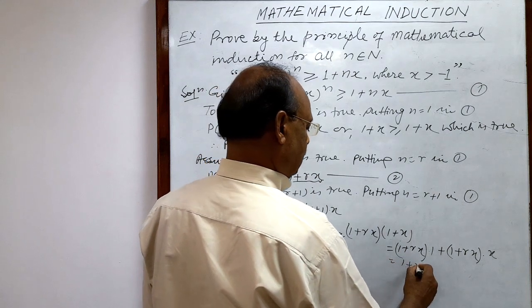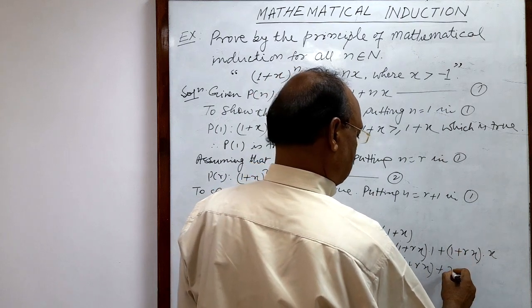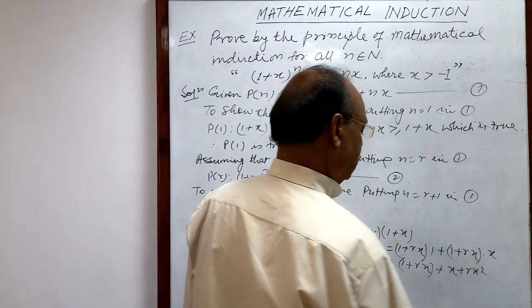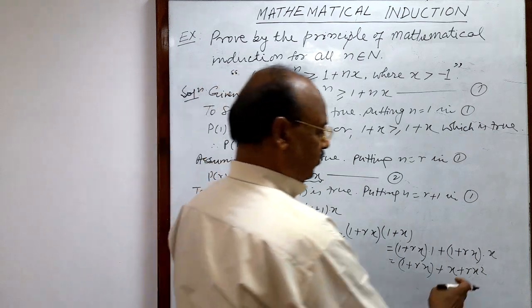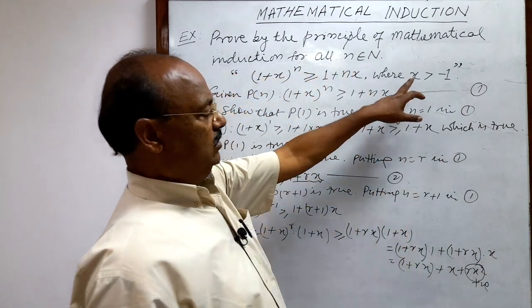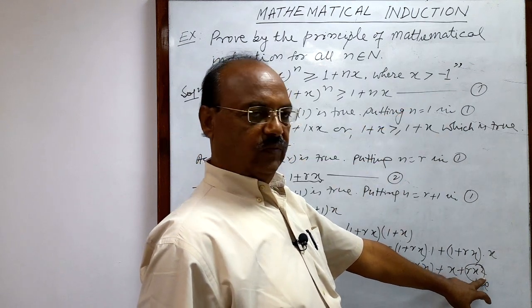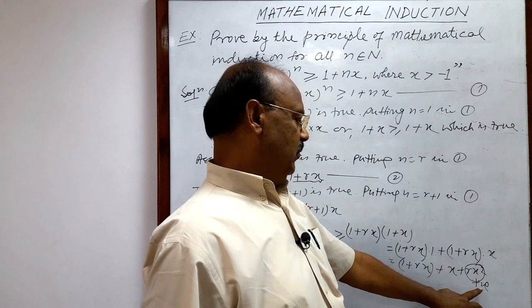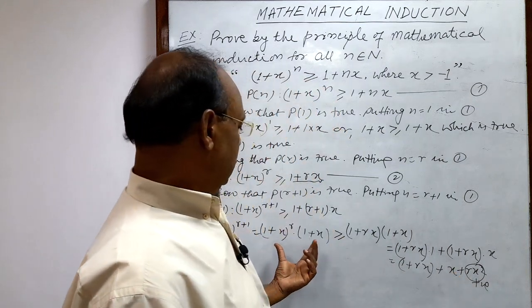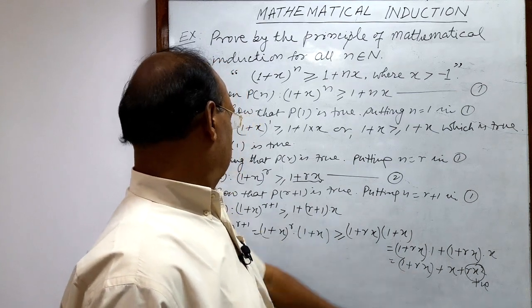So, this is (1 + rx) into 1 and (1 + rx) into x. So, we are getting here 1 + rx, plus multiplying with x, so this is x plus rx square. And here x square is always a positive number because x is greater than minus 1 and square is here. So, definitely rx square is a positive number. So, if you delete this much, definitely this is greater than or equal to 1 + rx, correct?